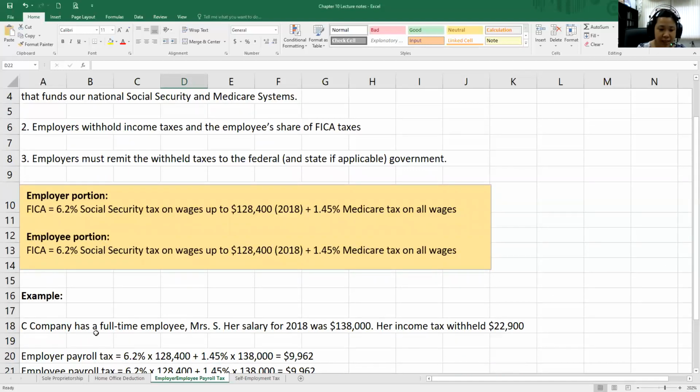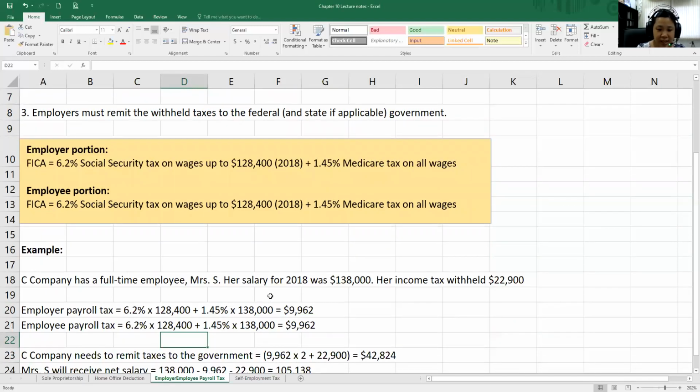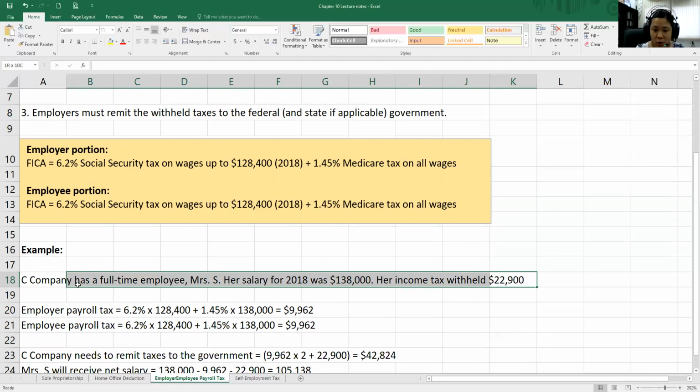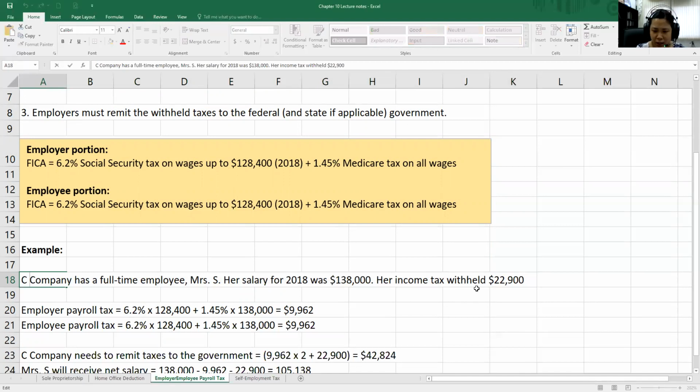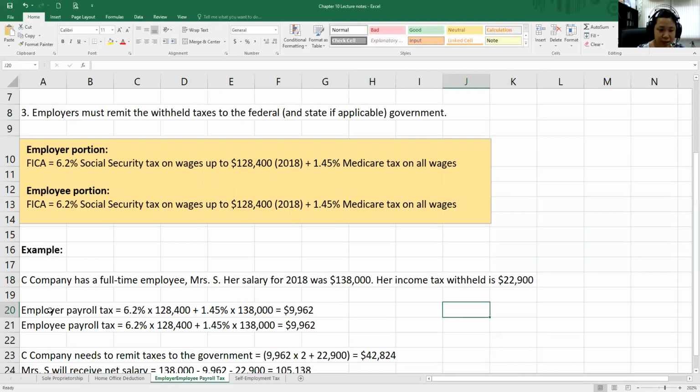For example, C company has a full-time employee, Mrs. S. Her salary for 2018 was 138,000. Her income tax withheld is 22,900. Now, first we're going to calculate the employer payroll tax.